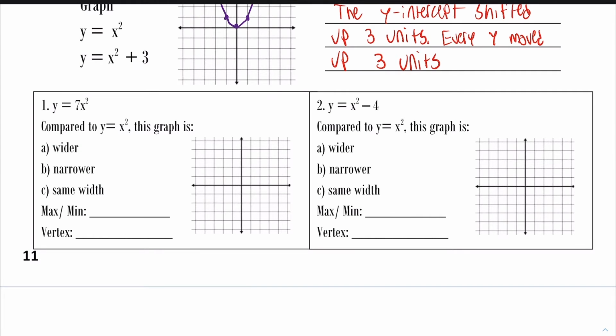I want you to do these two right here. I'm going to show you the answers in a bit, so pause the video, try them out. Check your first one first, and then keep on working on the second one.